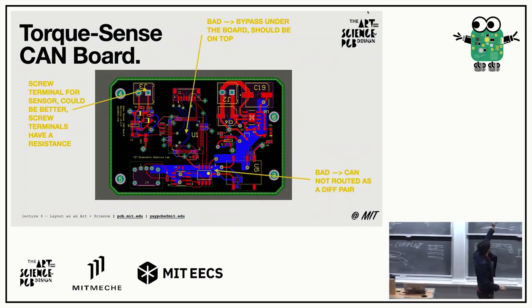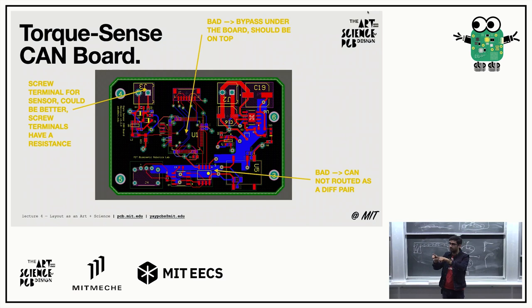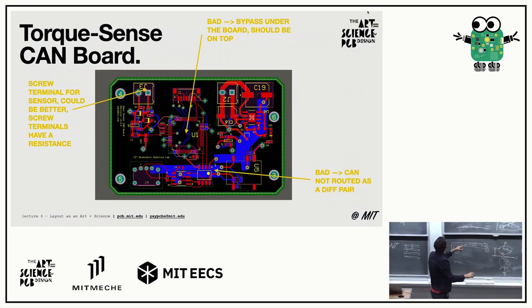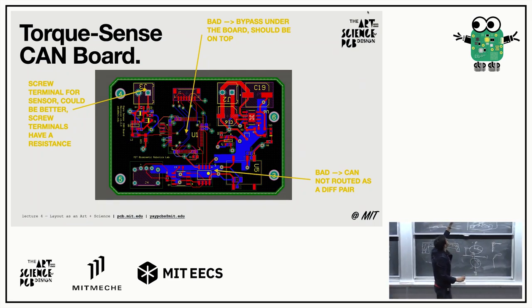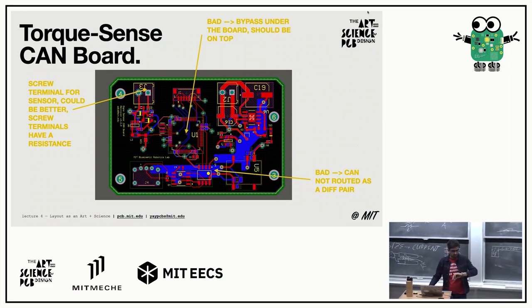A couple of bad things about this board. The CAN bus here was not routed as a differential pair. It is a differential communication signal, so it should be routed as a differential pair. It wasn't in this case. Screw terminals have a lot of resistance, and could be better for isolation. And in this case, you see the bypass capacitors are under the board. That was done to save space, but it's maybe not the best thing to do for bypass.